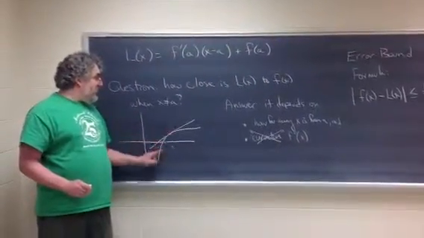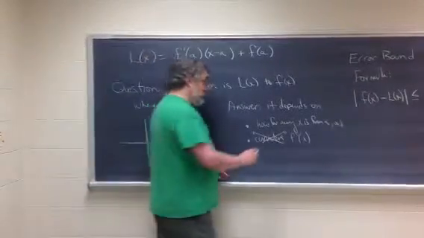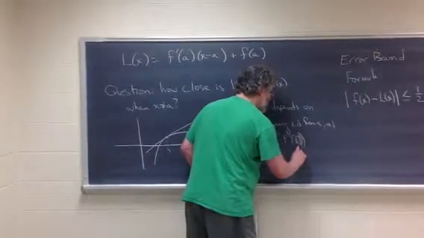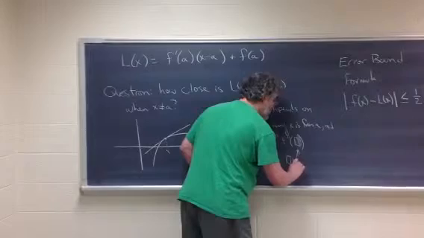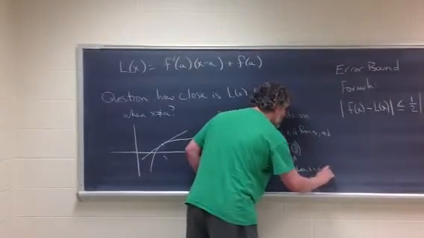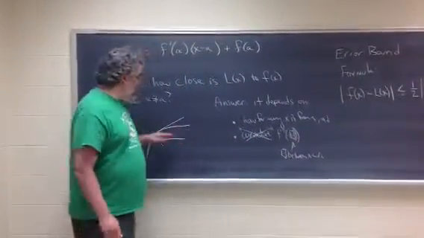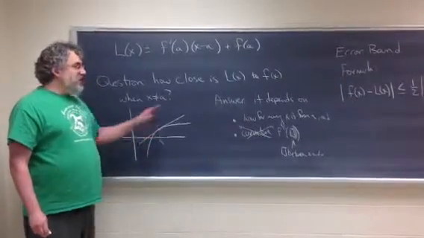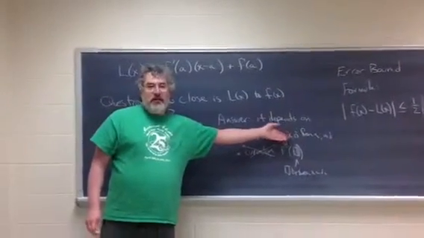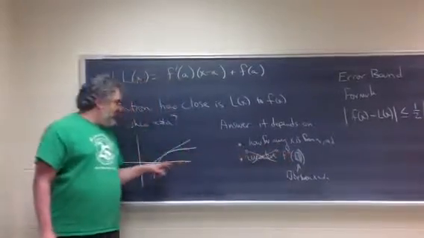But it's not actually the second derivative at x. It's the second derivative throughout the whole region. So, the two things that are going to be in this formula for finding out how far away you are is computing how far you are from a. So x minus a is going to be in that formula. That's easy. The other thing is the second derivative over that region. And that's hard to do.